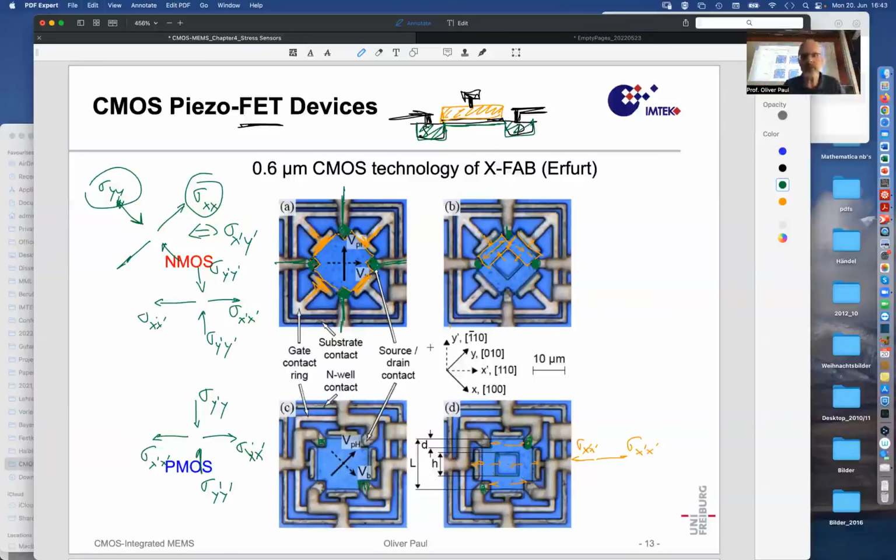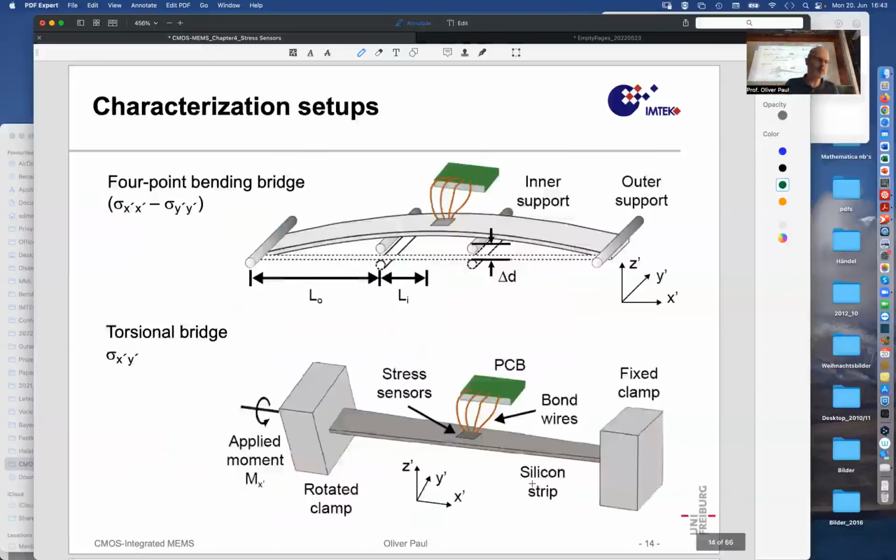Let me remove those last arrows. So the current now flows, of course, like this and like that around the corners from the source to the drain contact. So these are some structures that were designed again by Pascal Gischke and that have been implemented in many stress sensor systems. And so how to calibrate those sensors, that is done on a so-called 4-point bending bridge.